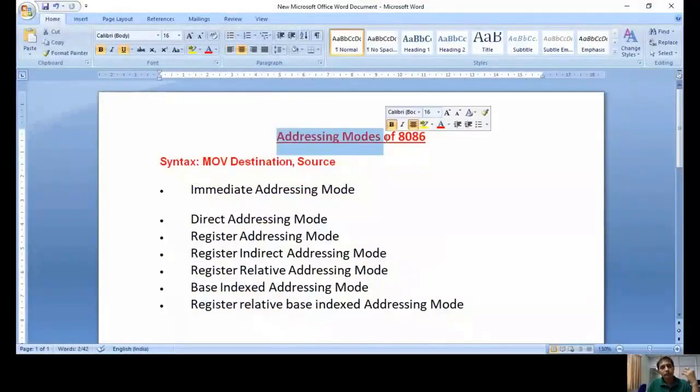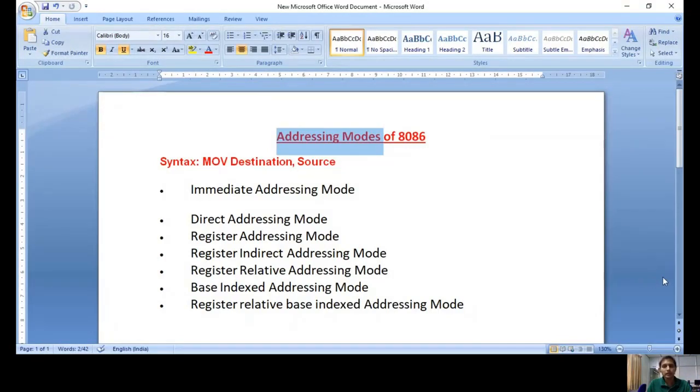Hi friends, in this video I am giving you a brief idea about the addressing modes of 8086. Let us see what an addressing mode is. The number of ways a processor can access data is referred to as addressing mode.